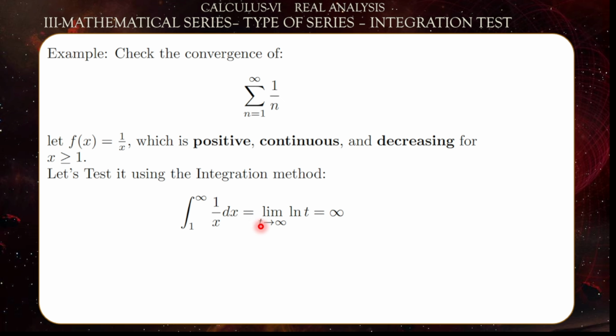It is equal to the limit as t approaches infinity of ln t, because the integral of 1 over x dx becomes ln x between 1 and t, which is equal to ln t minus ln 1, correct? And we already know that ln 1 is equal to 0, so the limit is the limit of ln t as t approaches infinity, which equals infinity. So it diverges.